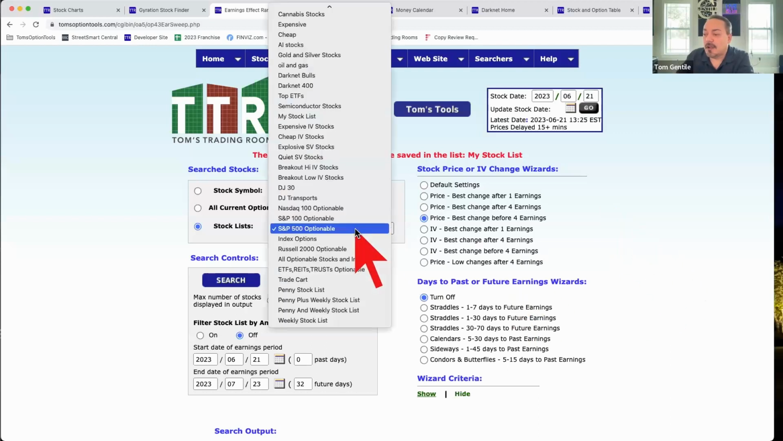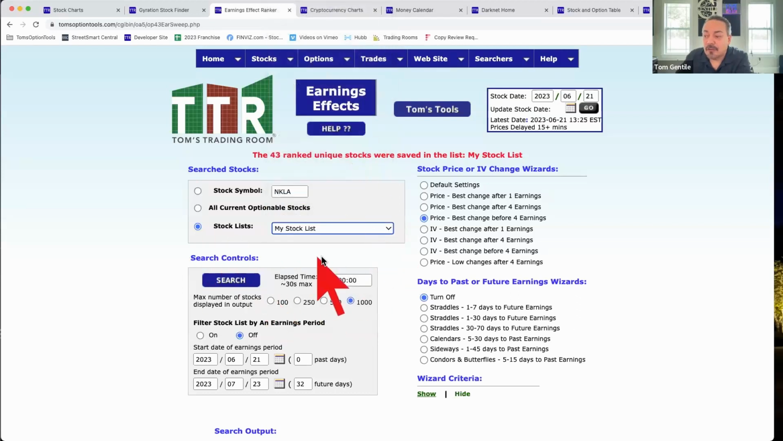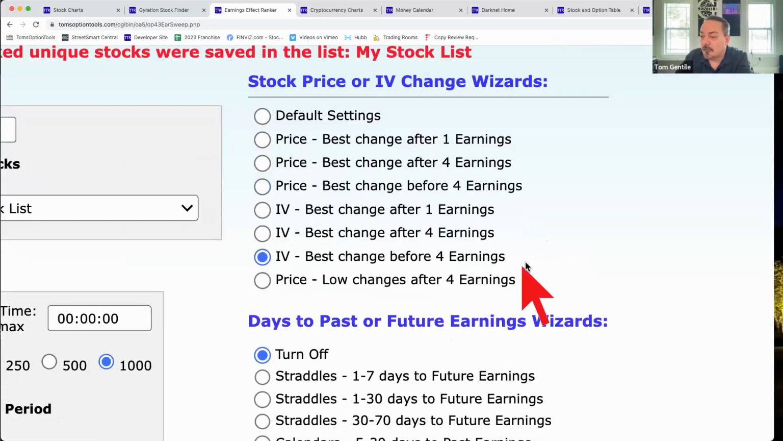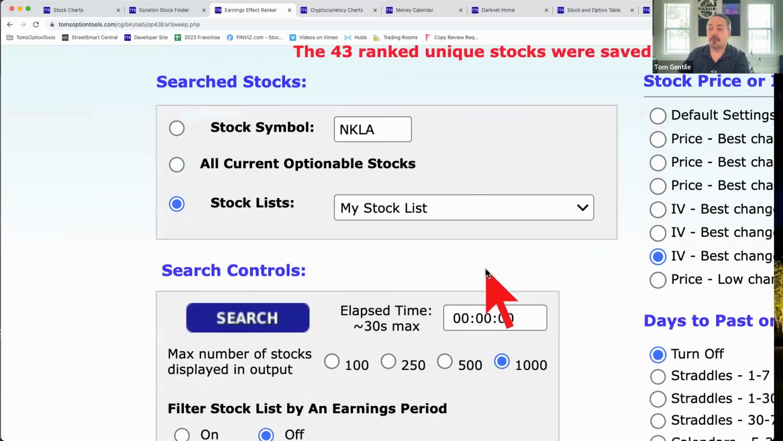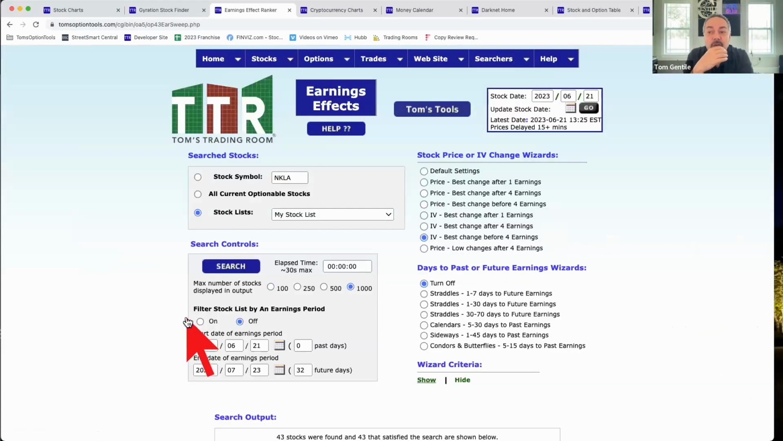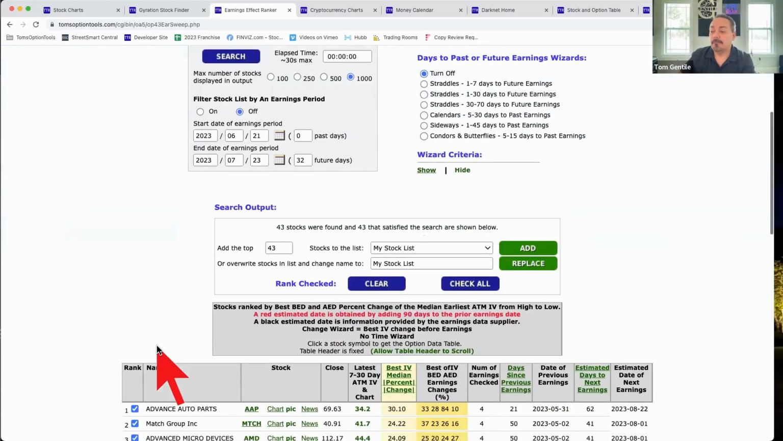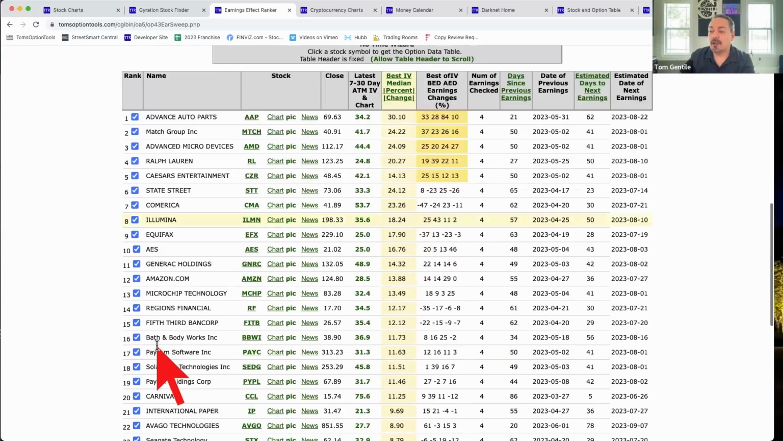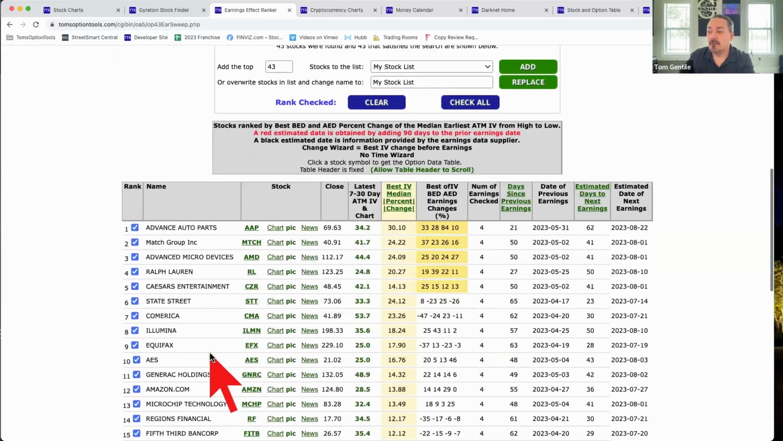Now let's take those 43 stocks, and I'm looking for My Stock List. I'm going to re-rank this, and I want to see which ones have had the best IV change coming into those earnings as well. Because as an option buyer, if I'm going to buy call options, wouldn't it be great to know that in the past 4 earnings, the majority of the time they've run up in price, and also the majority of the time they've run up in implied volatility? Well, guess what? Of the 43 stocks, here's all 43, but here's the rankings.